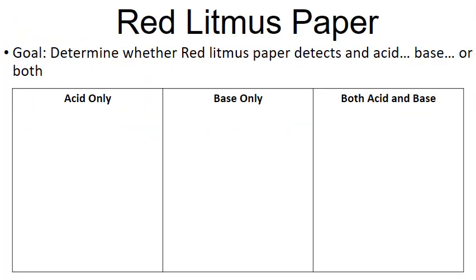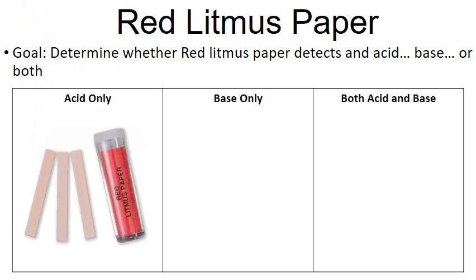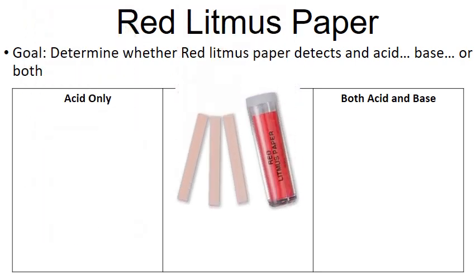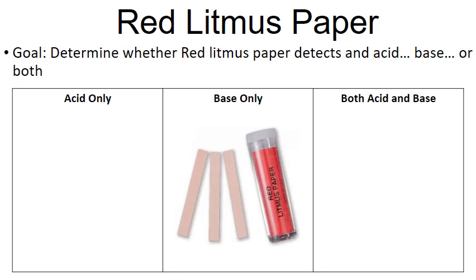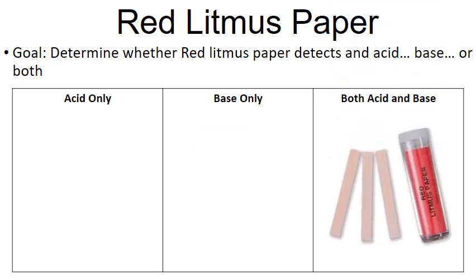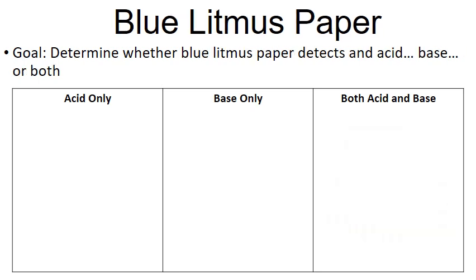And so the goal is going to be to determine, and I have to go through all 6 of these, whether red litmus paper will detect an acid only, a base only, or will red litmus paper detect both acids and also bases? I have to go through all 6 indicators to figure this out. So then I go through the other indicators.